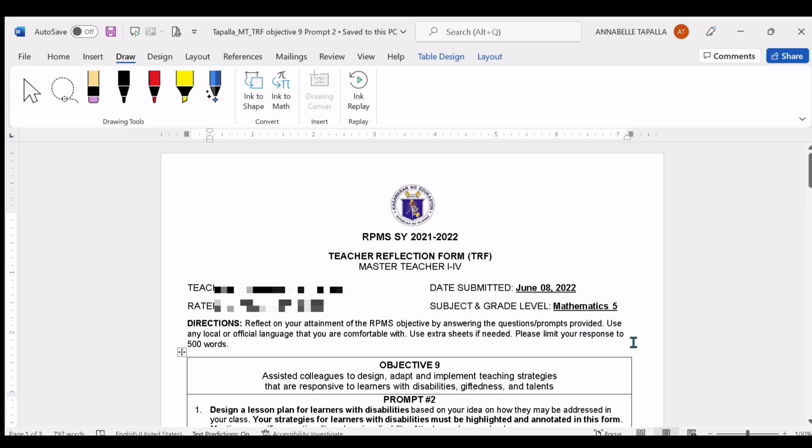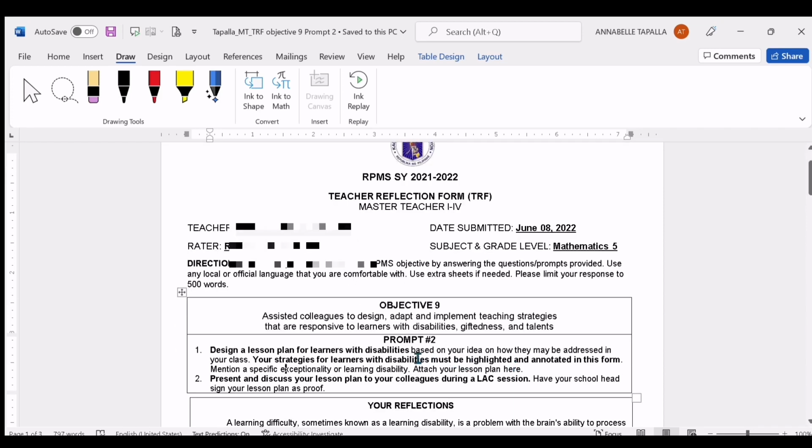Okay, so let's continue with our discussion on teacher reflection form for master teacher 1 to 4, objective number 9, and this time we are now on prompt number 2. So hindi na natin babasahin yung directions at saka yung objectives kasi parehas na naman po sila doon sa prompt 1. So let's continue now with these two items for prompt number 2.